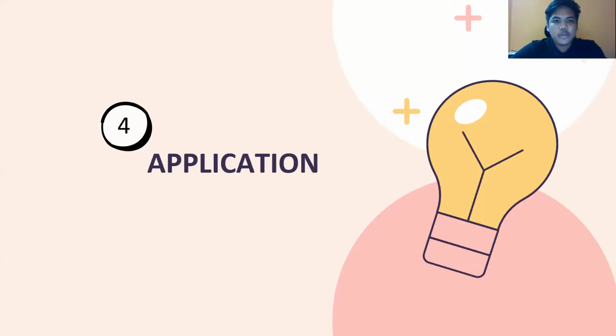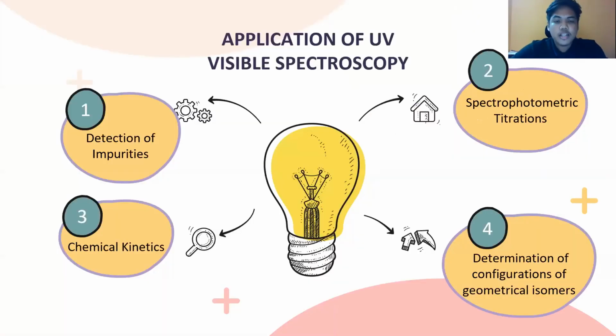Hello, in this part I will talk about applications of UV visible spectroscopy. There are 4 applications of UV visible spectroscopy. First, detection of impurities. Second, spectrophotometric detection. Third, chemical kinetics. And lastly, determination of configuration of geometrical isomers.